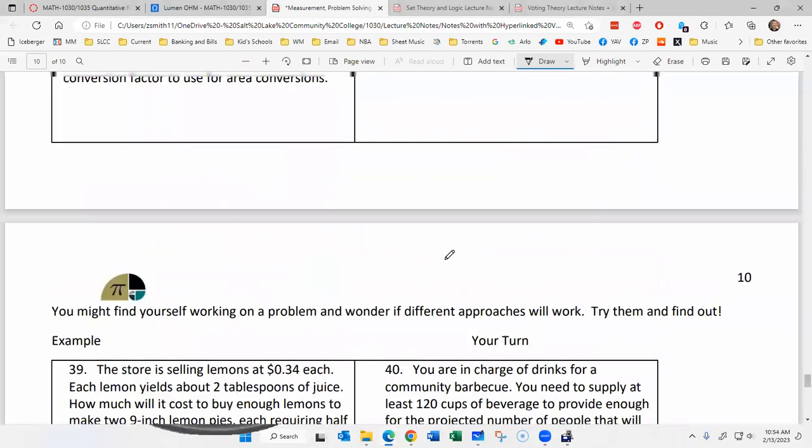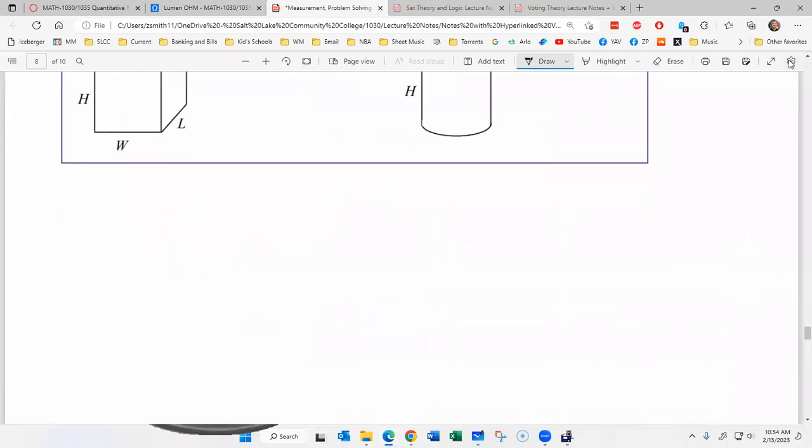Okay. I don't know where that was saved.